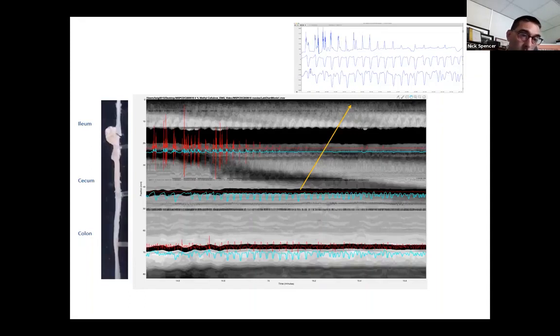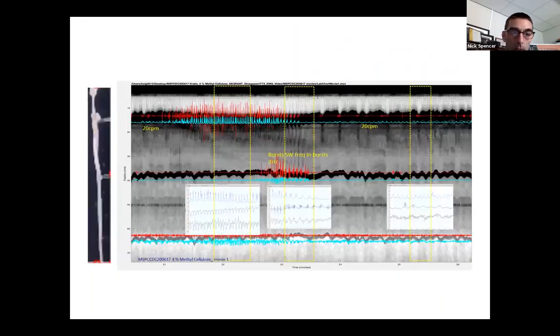So here's the gut, as I was showing. Here are our 3 custom-made extracellular recordings, and here's the colon from these 3 sites here. I can talk more about this later on if you like.